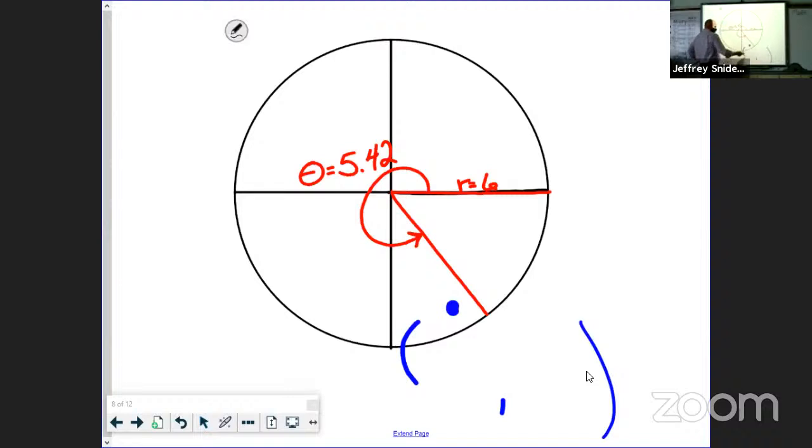So finding the x value, what am I going to type into my calculator or Desmos? Cosine. 6 times the cosine of 5.42. And to get the y value, it would be 6 times the sine of 5.42.